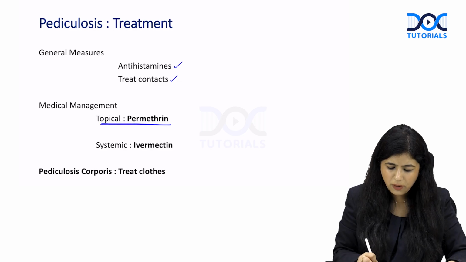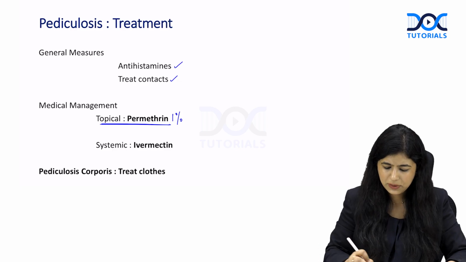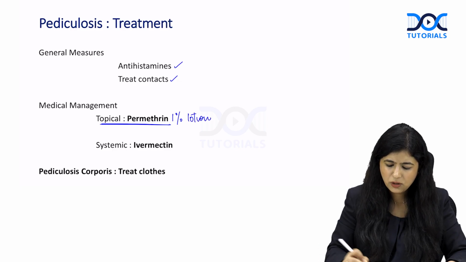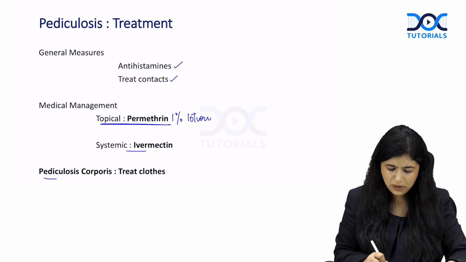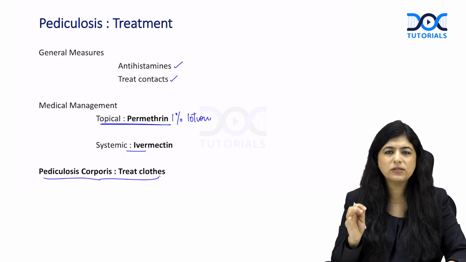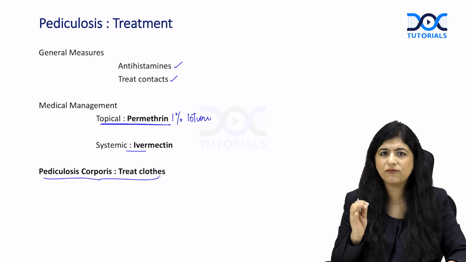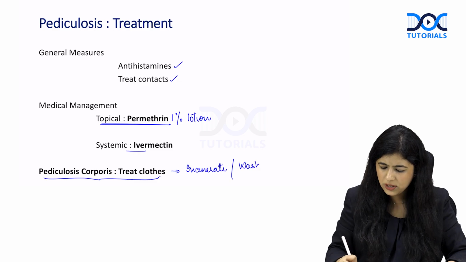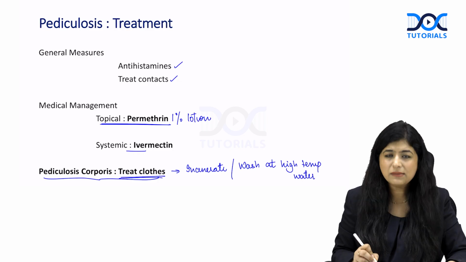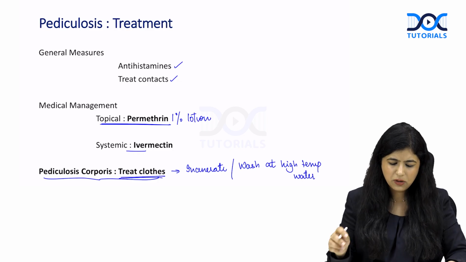Medical management topically is done with permethrin used at a concentration of 1%. So permethrin 1% lotion is used here. Systemically, ivermectin can be used, but remember in Pediculosis corporis, you also have to treat the clothes of the patient. Either discard them and incinerate, or if you have to reuse, wash at high temperature water. So treatment of clothes is mandatory for Pediculosis corporis.